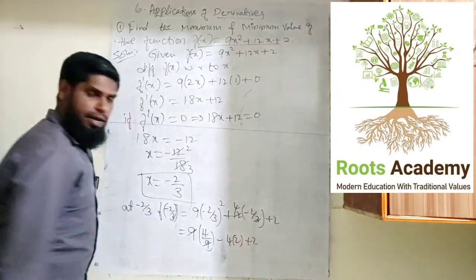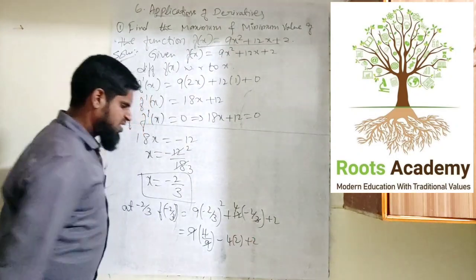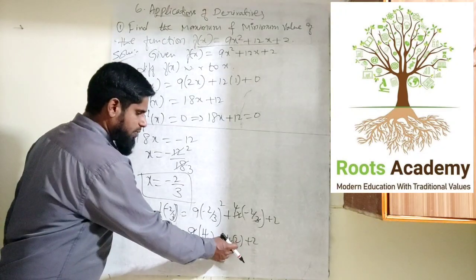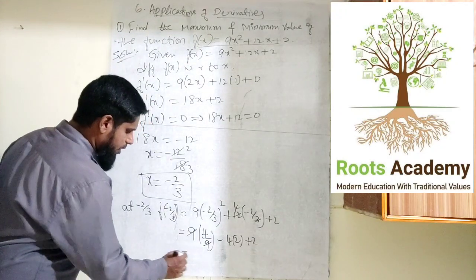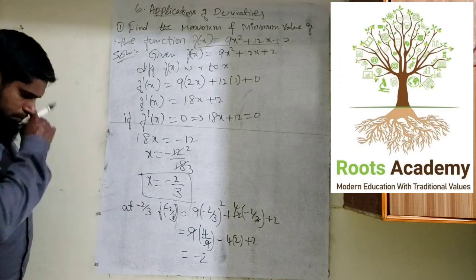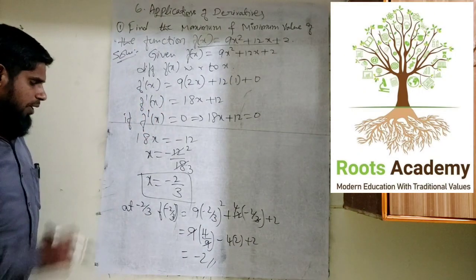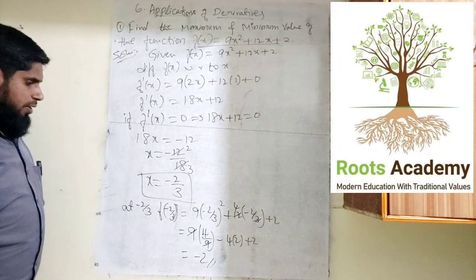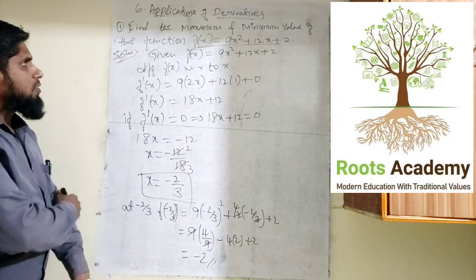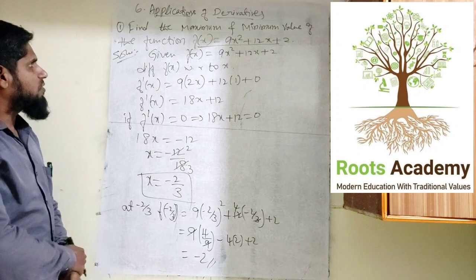4 minus 8 plus 2. 4 minus 8 is minus 4, plus 2 is minus 2. So this minus 2 is the value of this function.